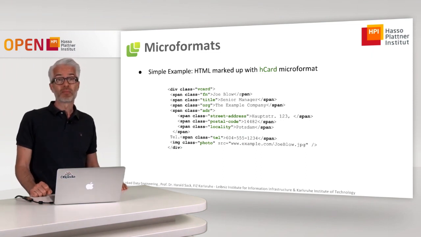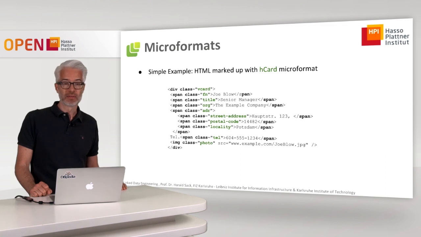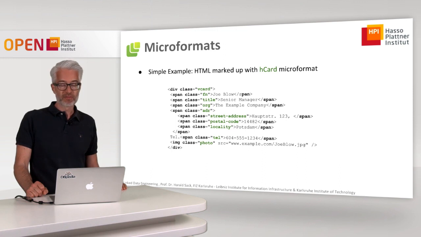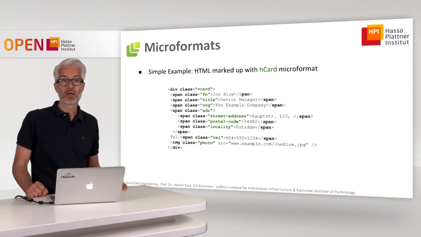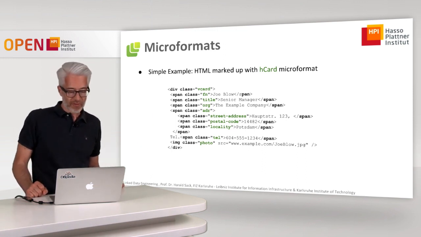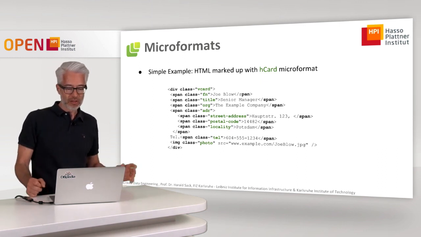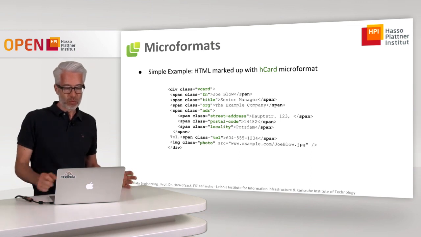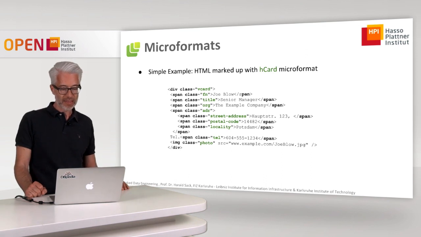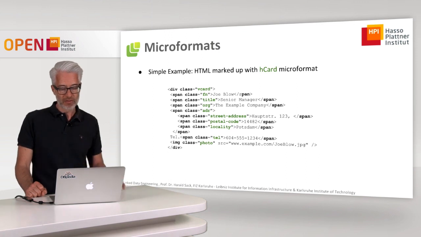Here we have HTML marked up with a specific microformat which is called hCard, which stands for address data. Here you see, for example, the div tag, and here we have a keyword vcard, which means now comes the definition of address data. And then you see several keywords like FN for the first name, title, then we have org for the organization, ADR stands for address, and then comes address data like the street address, postal code, and so on. And then comes the telephone number and more.